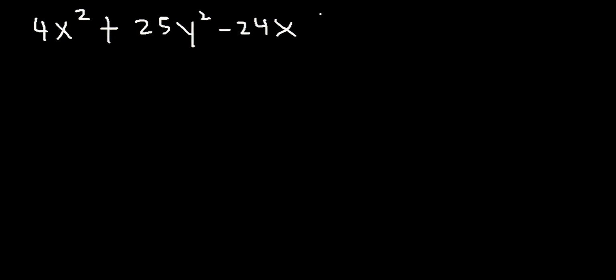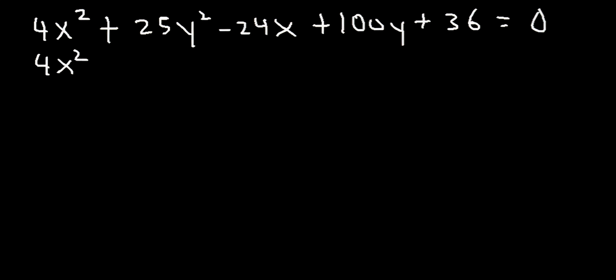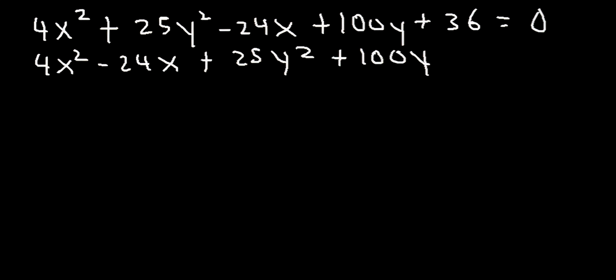So now let's move on to the ellipse. So we had 4x squared plus 25y squared minus 24x plus 100y plus 36 is equal to 0. So first, let's move the x's and the y's together. So 4x squared minus 24x plus 25y squared plus 100y. And let's move the 36 to the other side.